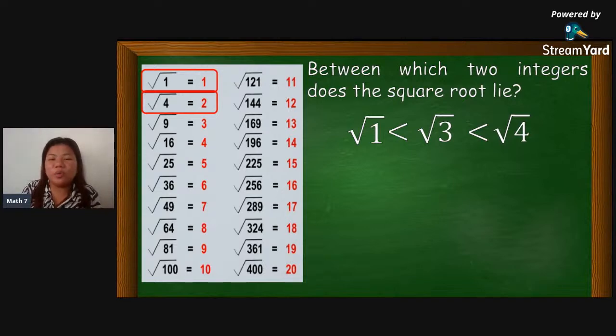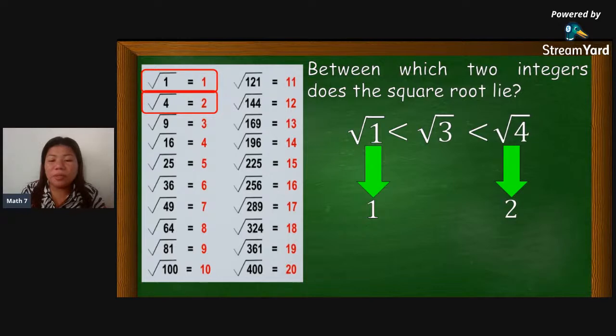Okay. So, square root of 1. Ano nga ang principal root na square root of 1? Principal root of square root of 1. You have, very good, that is 1. What about square root of 4? Principal root ng square root of 4. Okay, very good, that is 2.